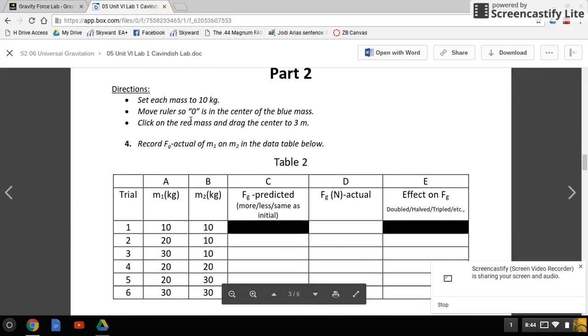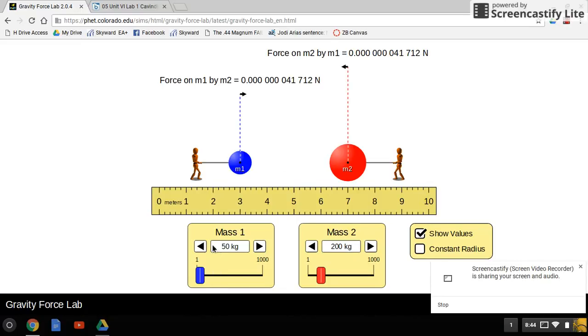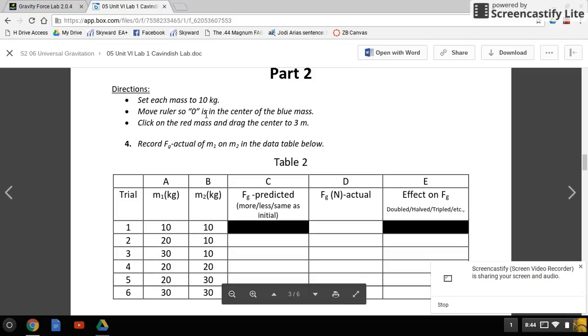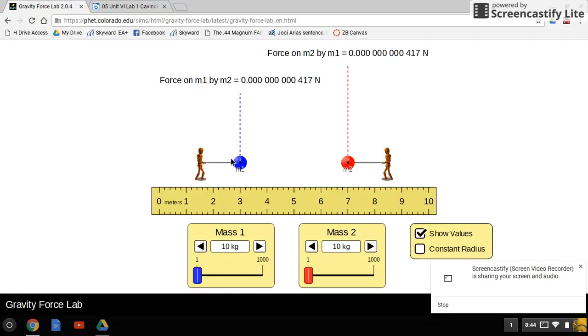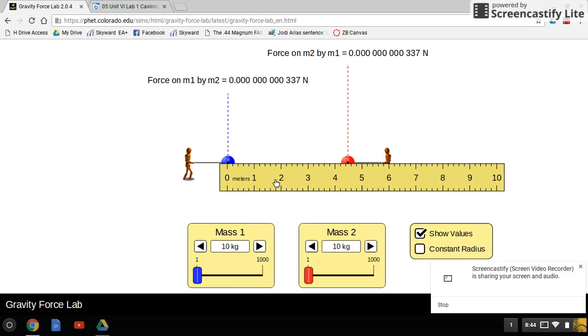So I'll walk you through this section here because I didn't get this through everybody yet. So we're going to set each mass to 10 grams. So when we start our activity, we'll set each mass to 10 grams. All right. Move the ruler so 0 is in the center of the blue mass. What I did yesterday was I moved the person. Well, you can actually move the ruler. So set it up so that it's more or less 0's there.